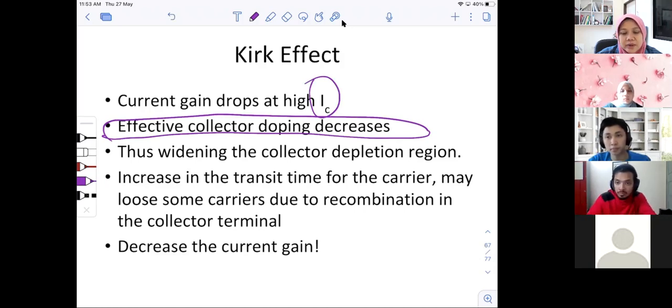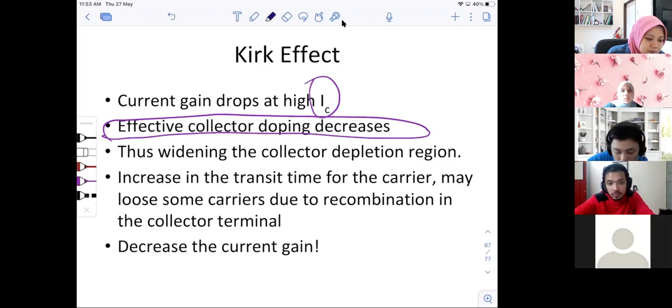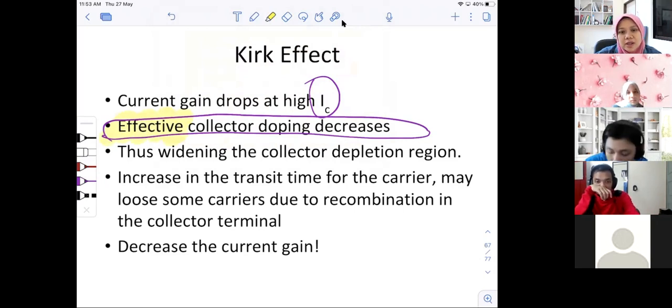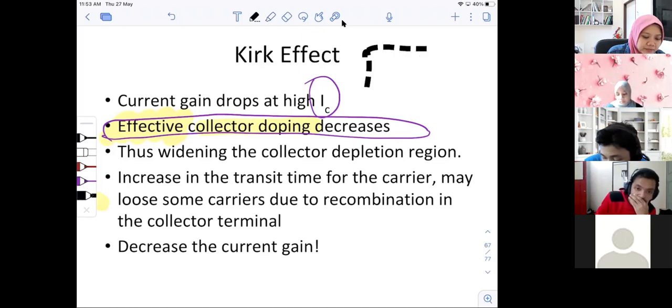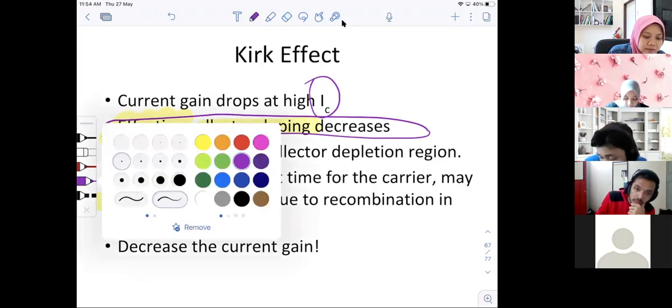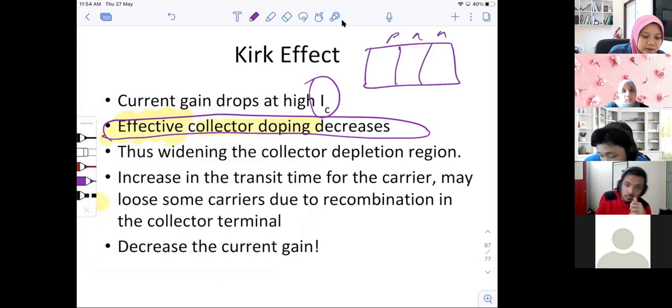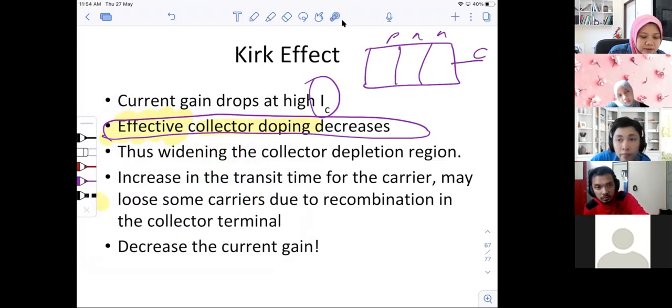Doping is that. Now the keyword here is effective. They don't say collector doping increases only. Collector doping, if it's an NPN, this is the collector. So the N over here, whatever you do here will remain the same, because when you design this, the kuih lapis, you put a certain amount of doping already in this. So the doping will not change.